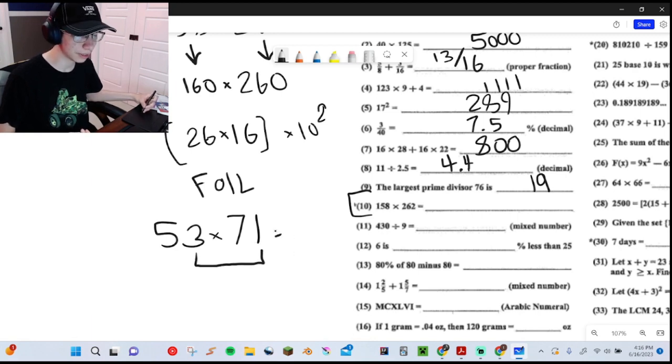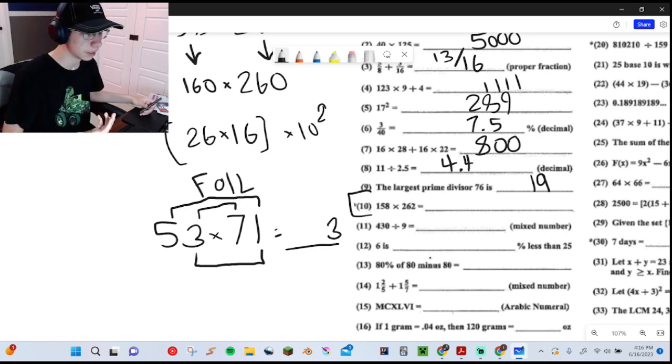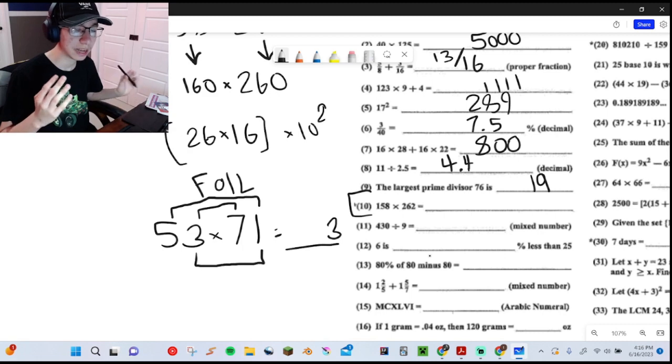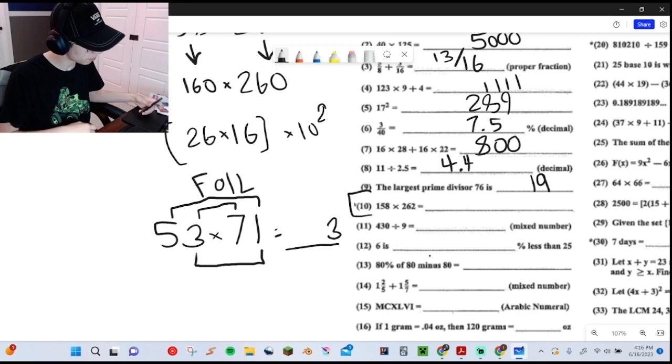And that's going to come out to 3. So I'll write my 3 down. Next, I'm going to add the products of the inner and outer numbers. So let's get the products. So 3 times 7, 21. 5 times 1, 5. Now I add those products together, 21 plus 5, that's 26. So I'll write the 6 down.